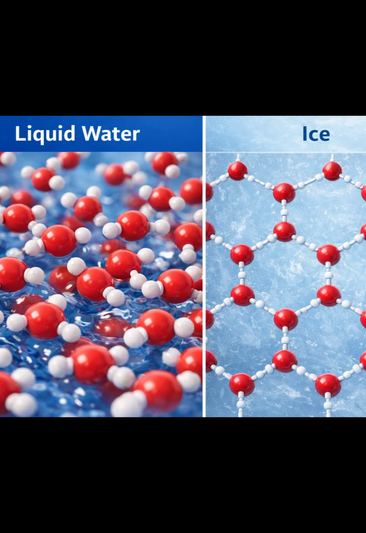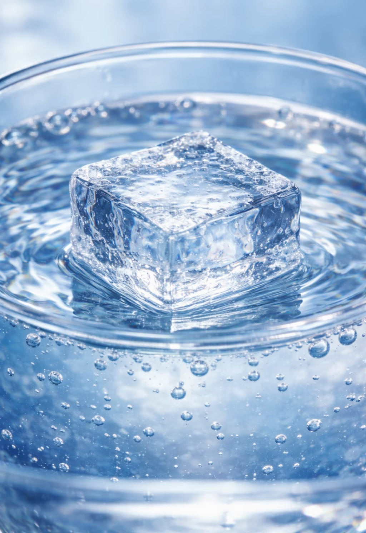Because the molecules in ice are more spread out, ice takes up more space than the same amount of liquid water. And when something takes up more space without gaining mass, its density decreases. Lower density means it floats. That's why ice cubes float in your drink. Ice is about 9% less dense than liquid water.